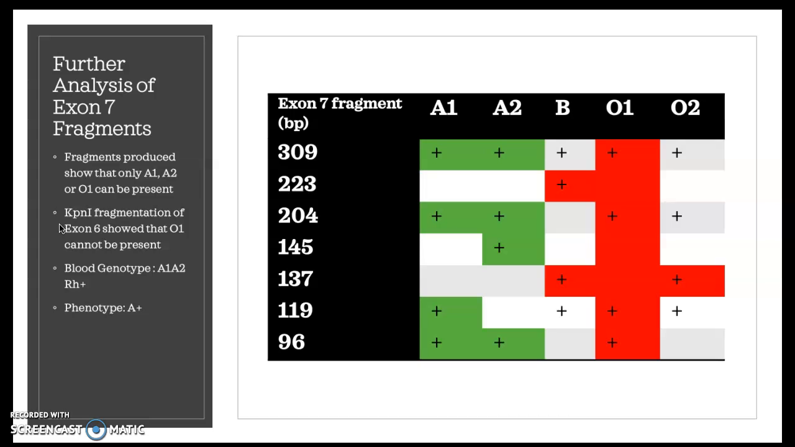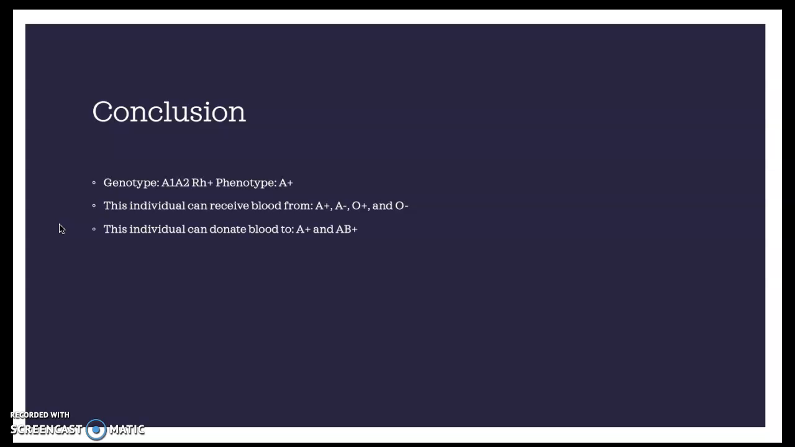If we move over to the O1 genotype, O1 was discounted from the beginning due to that KpnI endonuclease that showed that we did not have O1 in our sample. And if we move over to the O2, the band that shows up at 137 shows that this cannot be within our sample because we didn't have a band at 137. So our blood genotype is going to be A1, A2, and it's going to be Rh positive. So our phenotype will just be an A positive individual.